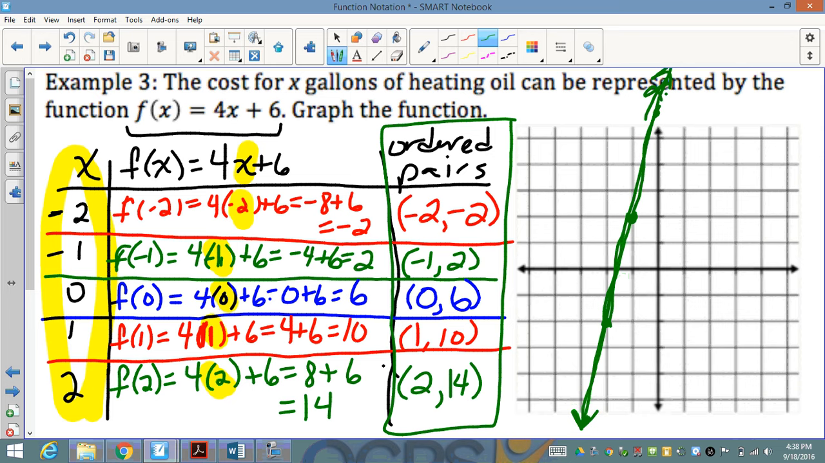All right, we're going to do some more practice with this in class. Right now you're going to glue this half sheet into your interactive notebook and get ready for the next thing.